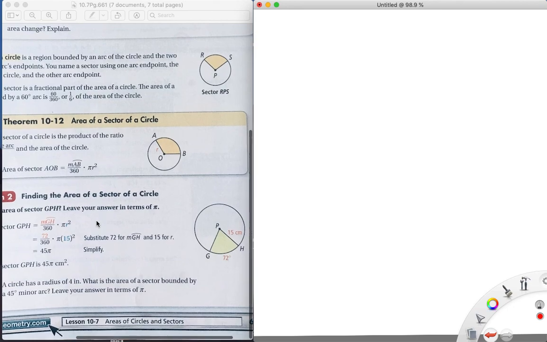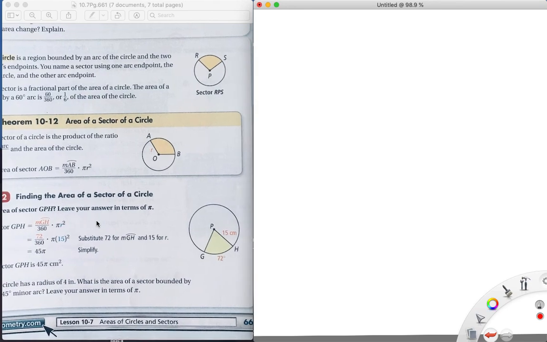Here, for their example, we have a circle. It has a radius of 15. It has an arc of 72 degrees. So we have a radius of 15. We have an arc, this is arc GH, and that's 72 degrees.